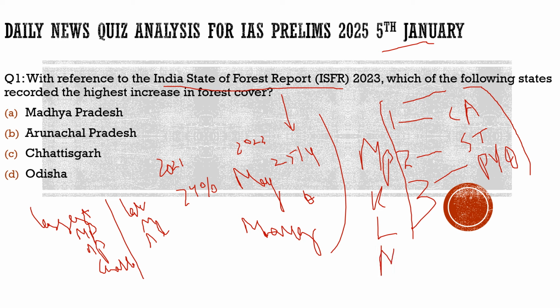What are the states and UTs in which forest cover is increasing? It talks about that also. It is Chhattisgarh, in which the forest cover is increasing. It is UP, the forest cover is increasing, and it is Odisha and Rajasthan. So it gives us the data in various dimensions which can be important for your prelims preparation.